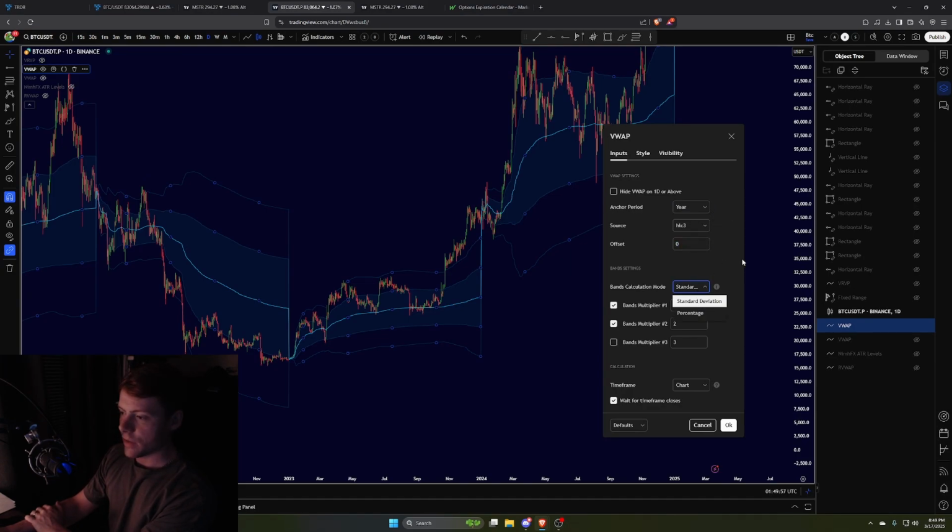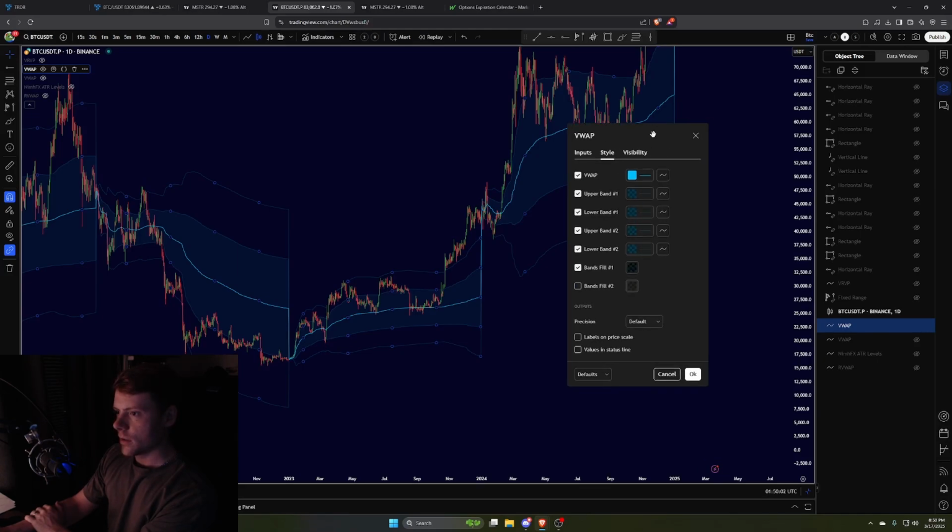I do use standard deviation. And then for this example, I have bands 1 and 2 on. I have them all selected, but I don't like this fill on. I think it looks ugly.